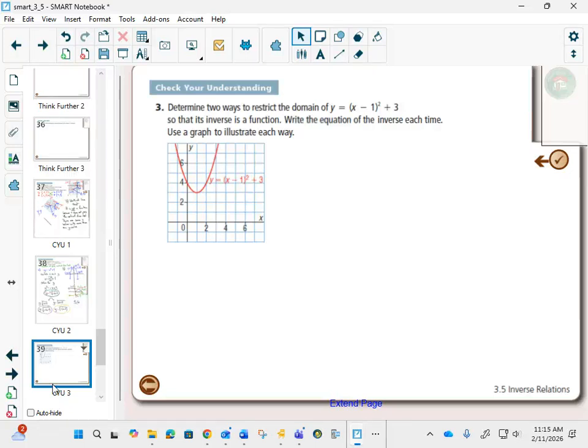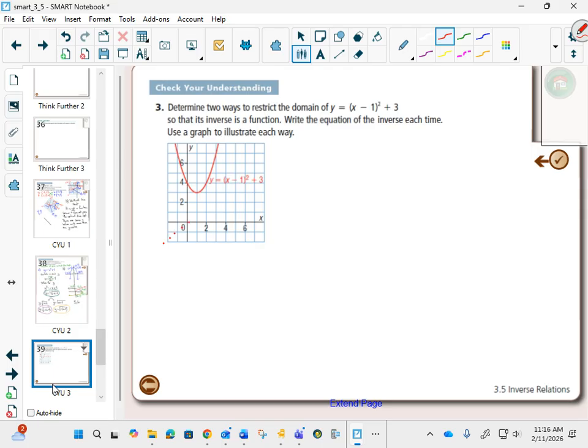We have the graph in red there of y equals (x minus 1) squared plus 3. The question first says, determine 2 ways to restrict the domain so that its inverse is a function.